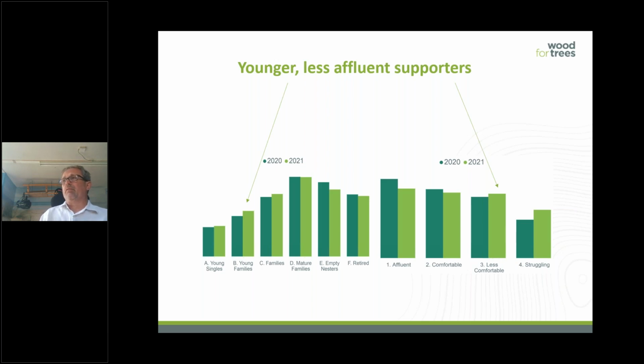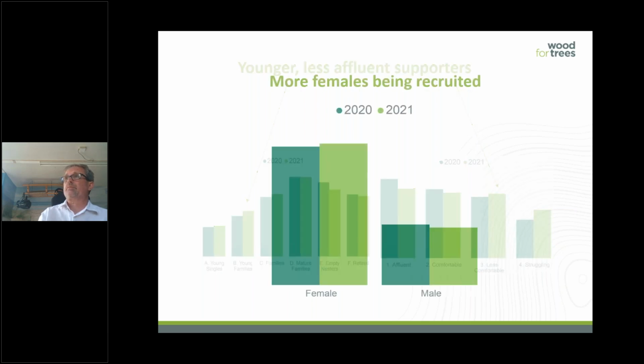Worth noting here that obviously the typical profile still remains older and more affluent. We're not saying that supporters are more likely to be young and less affluent now. It's just that we're starting to see a shift and new audiences. What it shows is new types of supporters engaging with charities through some of the innovation that's gone on over the last year.